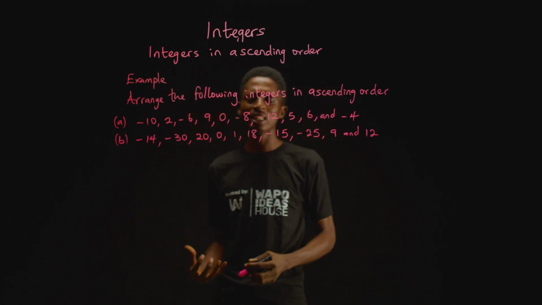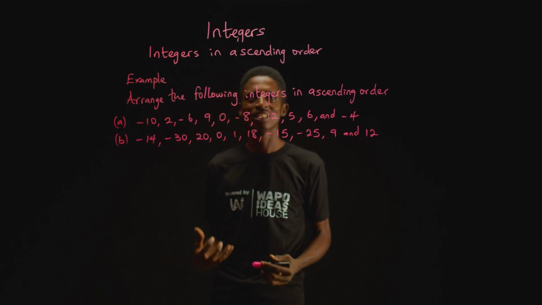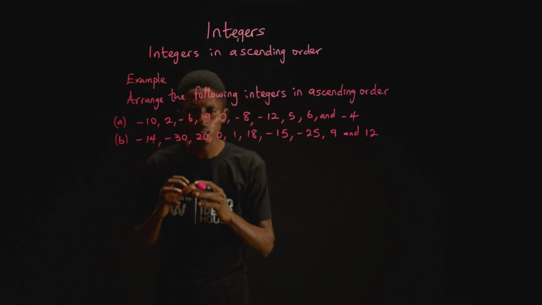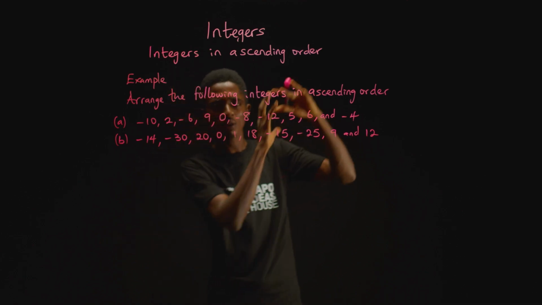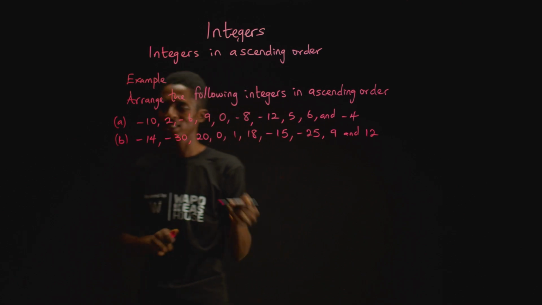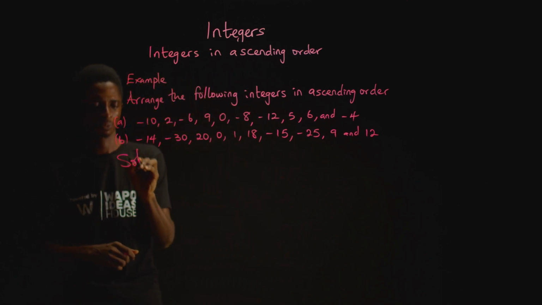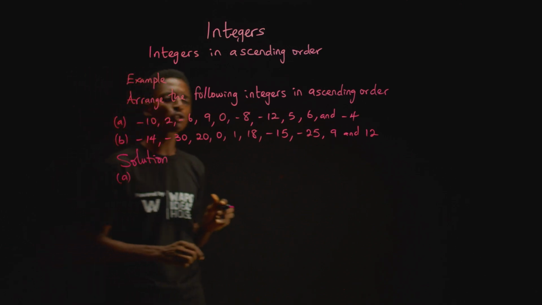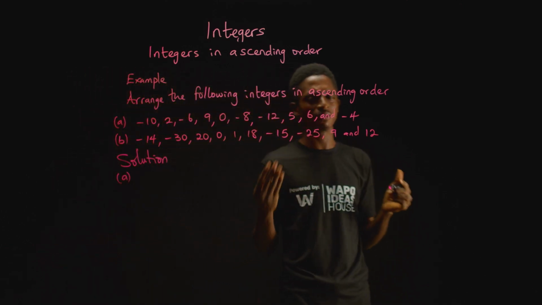How do we arrange this in ascending order? Remember that the word ascending means to start from the smallest one to the largest one. Let's see how it's done. Solution. A simple trick will be to start with your negative integers.